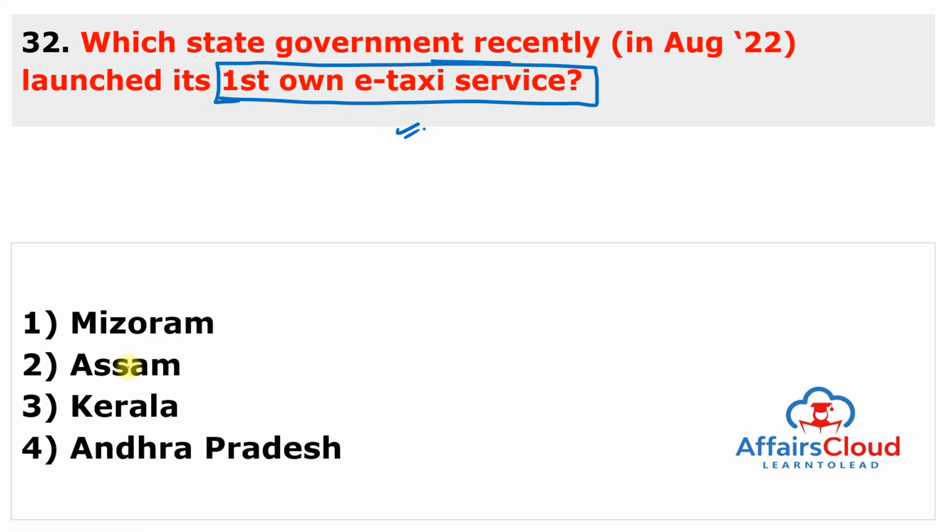And this is the state of Kerala. So answer of this question is 3. So the government of Kerala is set to launch Kerala Savari. Remember the name, Kerala Savari. And this is the government owned e-taxi service, an alternative to the popular corporate online cab service. This is the first such initiative by any state government in India.